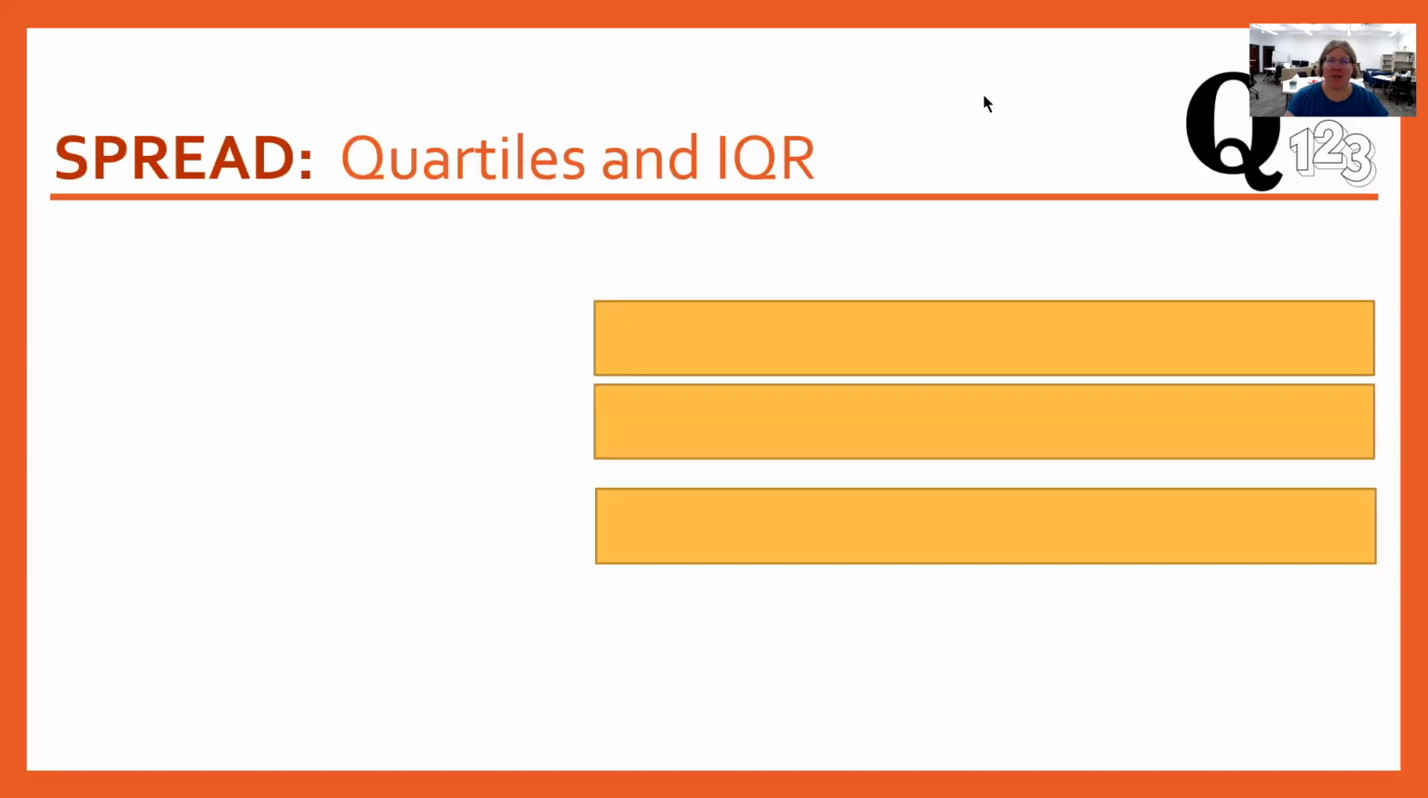Okay, so remember that for a skewed distribution, we want to use the median and the IQR. So let's take a look at exactly what this IQR is. We're going to add a new measure of spread, and we're going to start by defining quartiles.